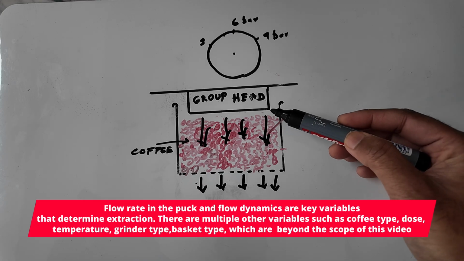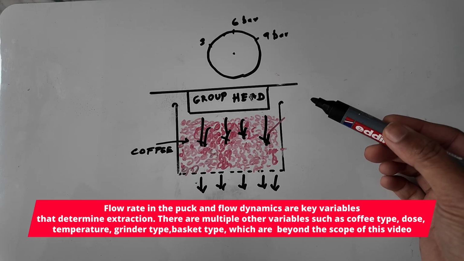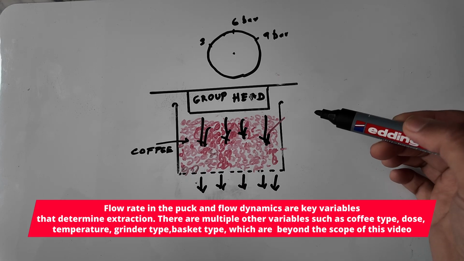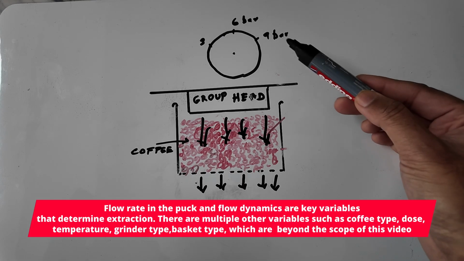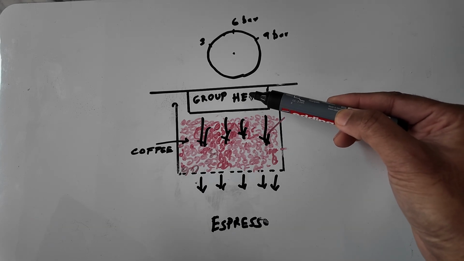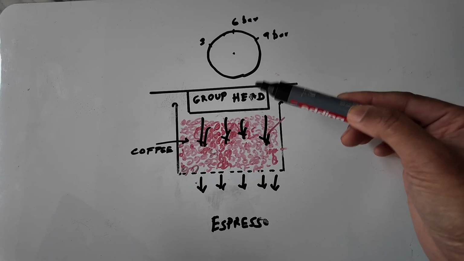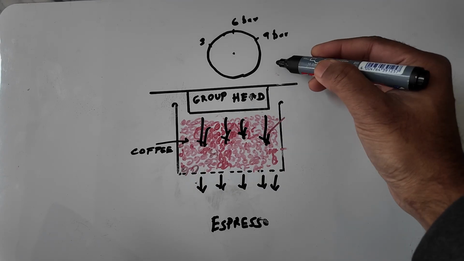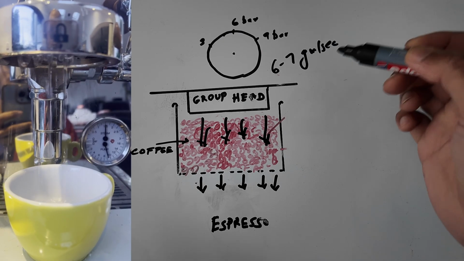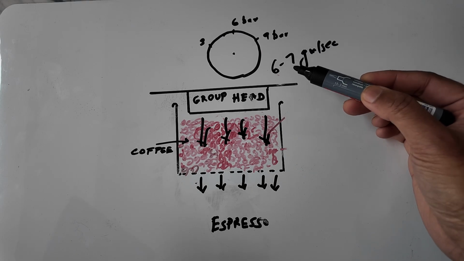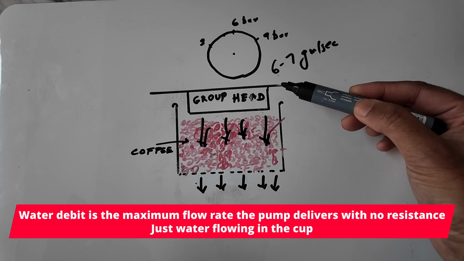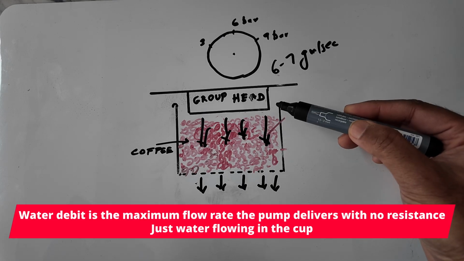Now, flow rate is how fast the water is moving through the system, and it is generally measured in grams per second, as 1 ml of water is 1 gram. So when the traditional pump-driven espresso machine first starts, it pushes water at a particular flow rate into the group head. Typically for a traditional home espresso machine, this might be about 6 to 7 grams per second. And this is called the machine's water debit, or the maximum flow that the pump can deliver when there is no resistance.